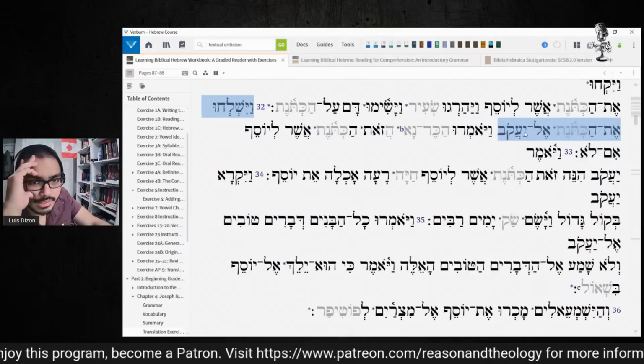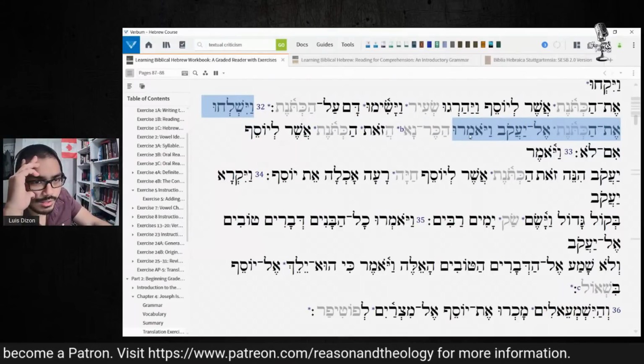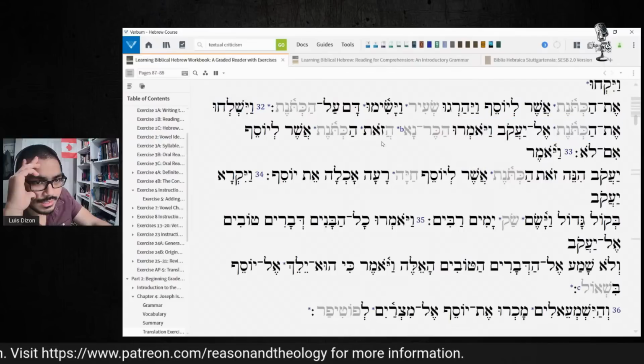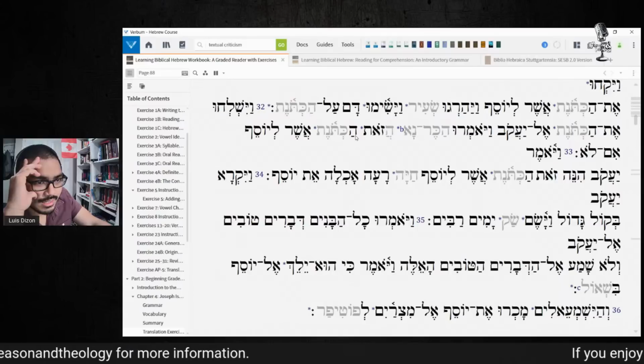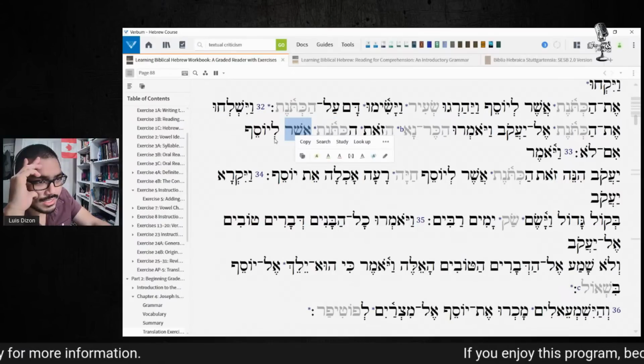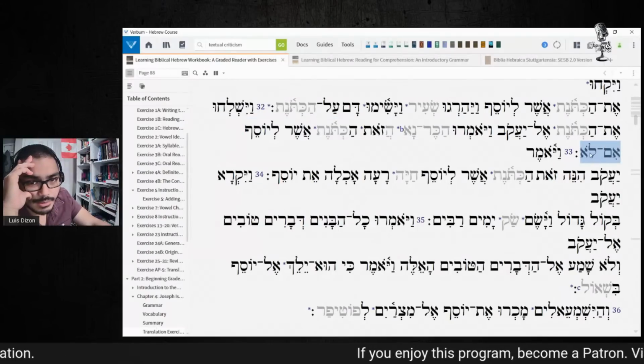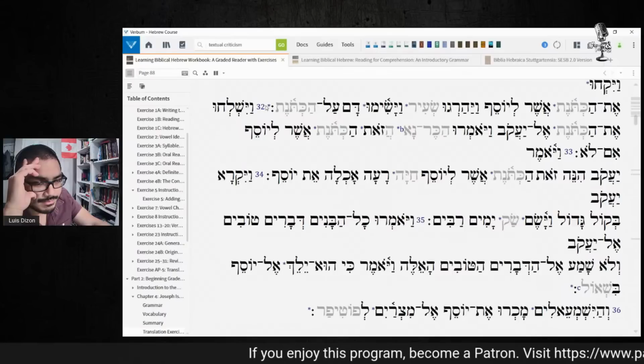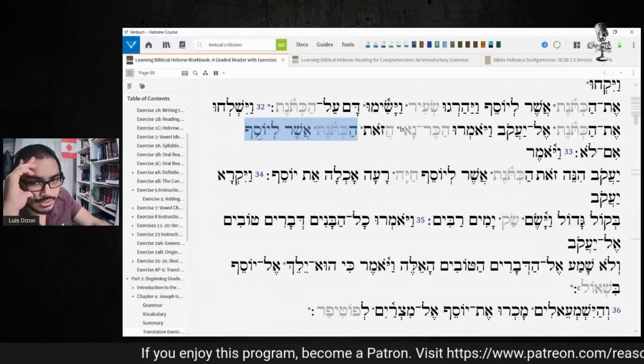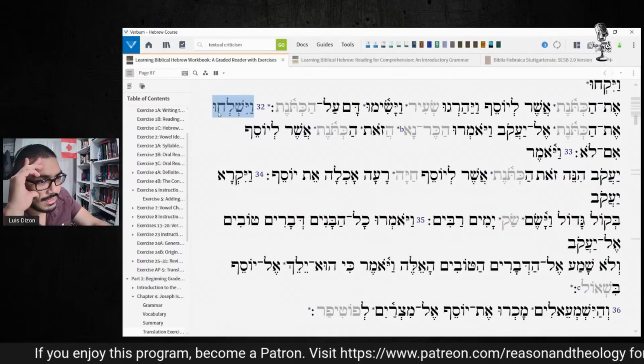וישלחו את הכתונת אל יעקב ויאמרו הכר נא הזאת, הכתונת אשר ליוסף אם לא.